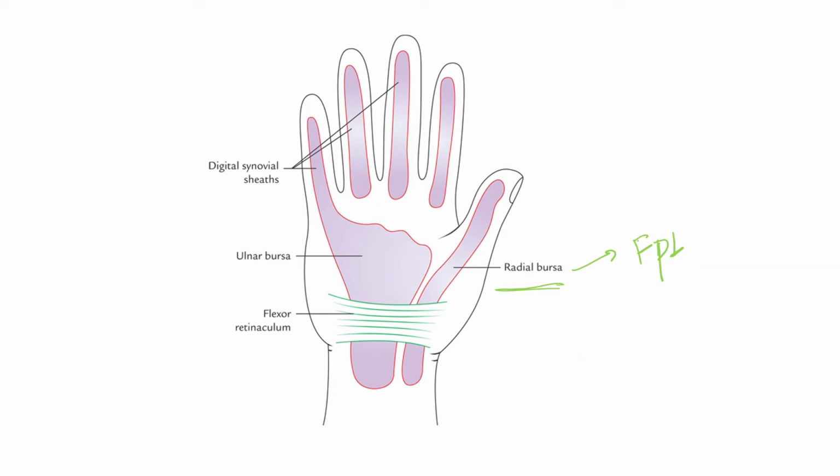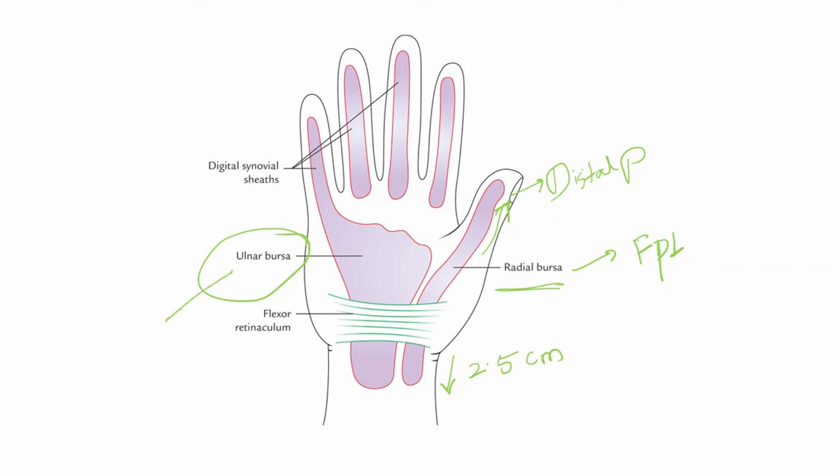So this radial bursa, which carries the tendon of the flexor pollicis longus, is arising about 2.5 centimeter proximal to the flexor retinaculum, and distally we can see the bursa reaching up till the insertion of this muscle, that is the insertion of flexor pollicis longus onto the distal phalanx.